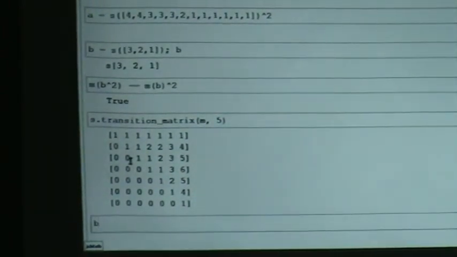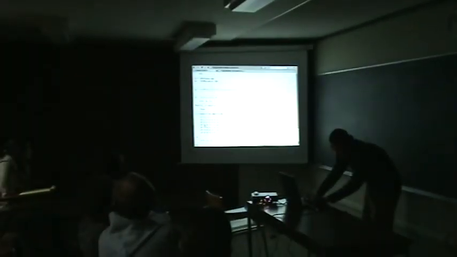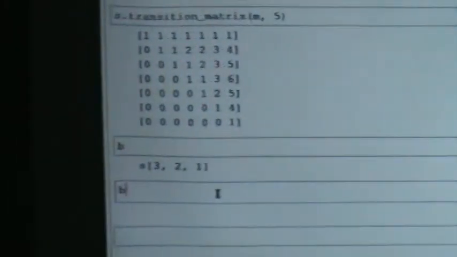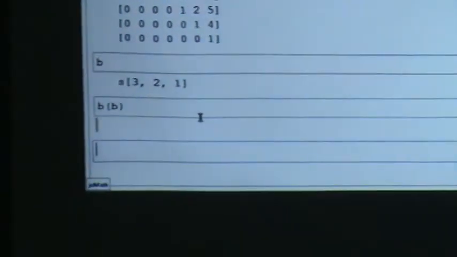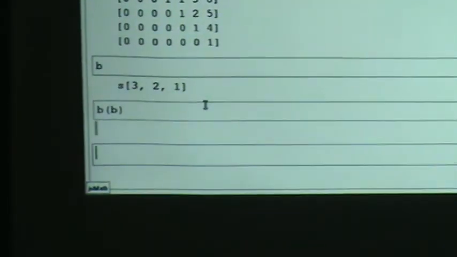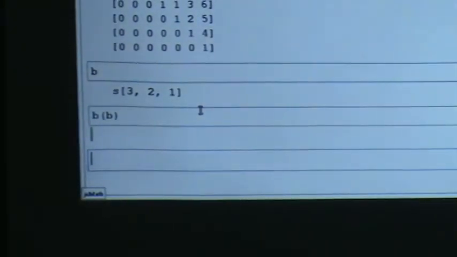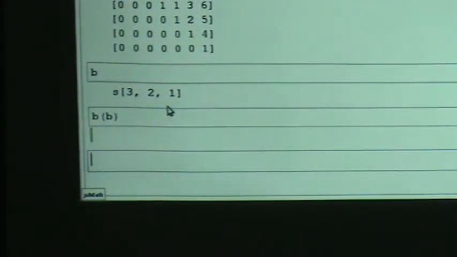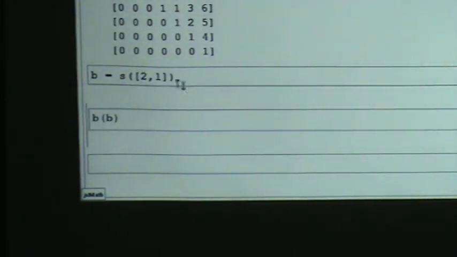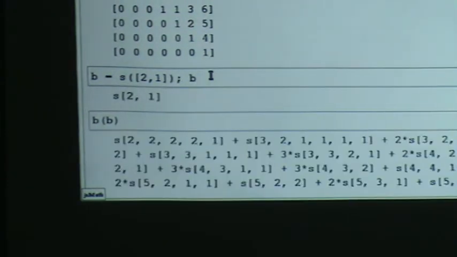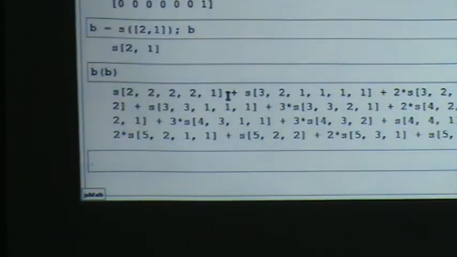We can take, what else do we want to do? Oh, plethysms. So B is just this element. And we can take the plethysm of B with itself and... symmetrica. We'll think for a little bit. Actually, this will probably be pretty big. And there you can perform plethysms.